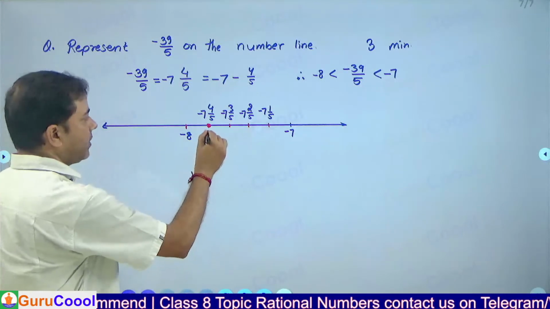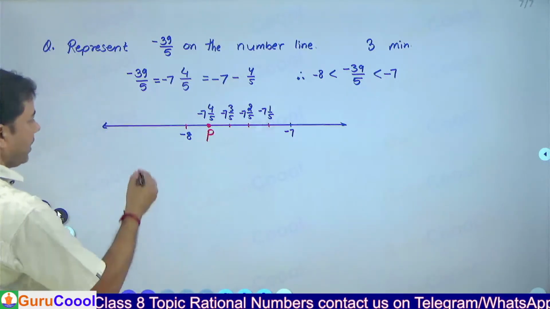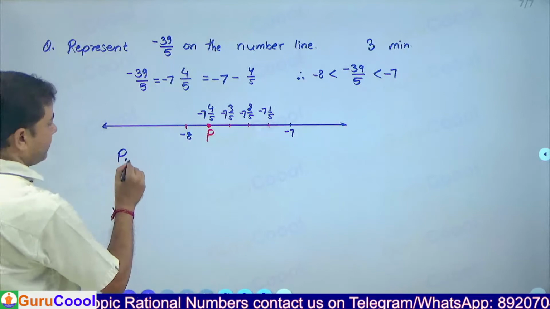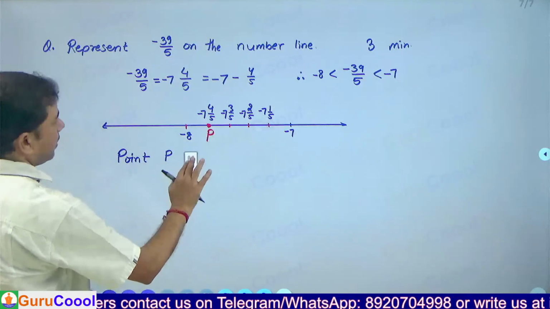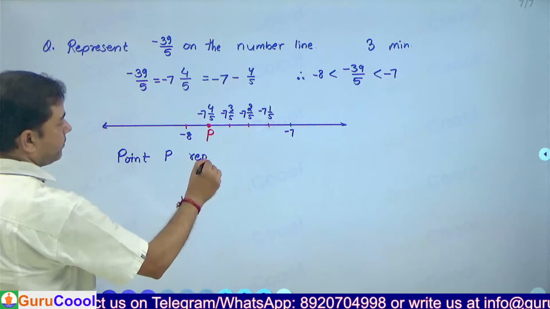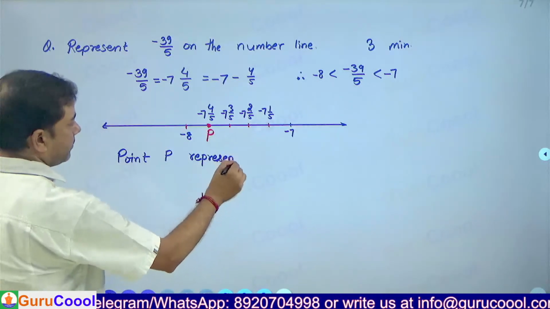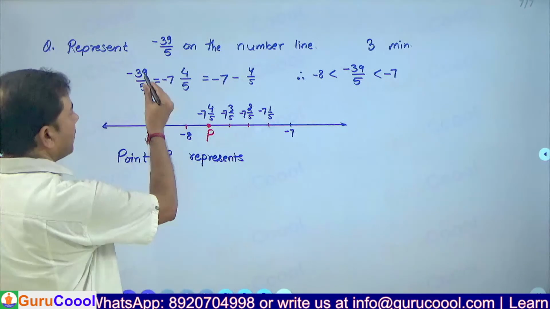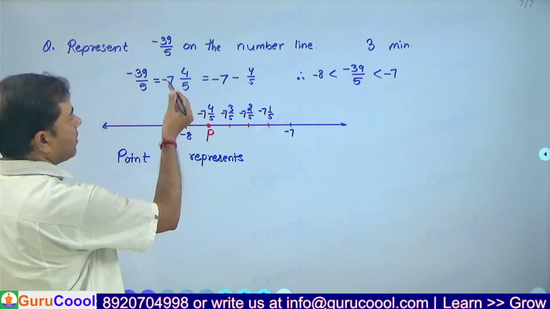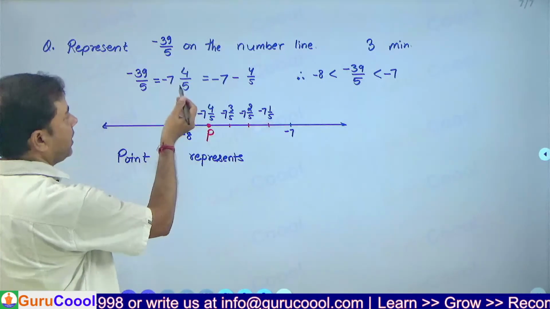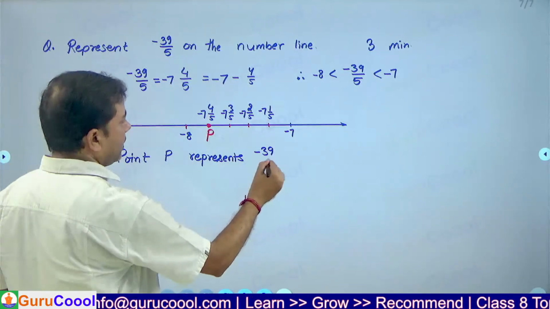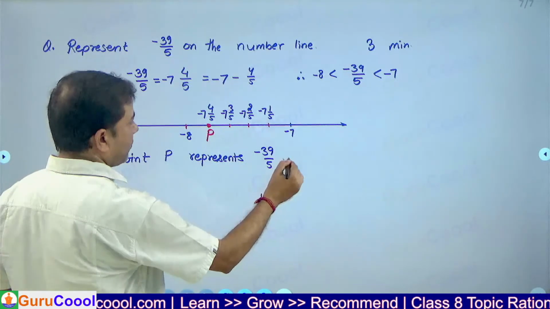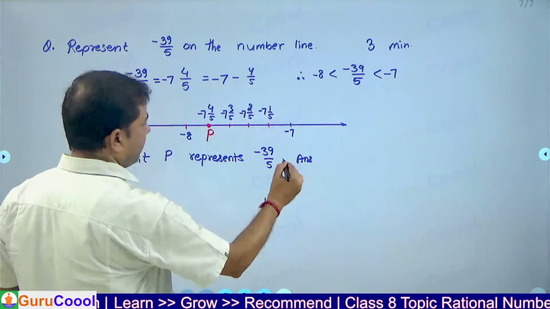Let us highlight with point P and write the statement. Point P represents minus 39 by 5, or you can say minus 7 and 4 by 5, that's the same thing, but we prefer to write the original one, minus 39 by 5, in our final answer. That's it.